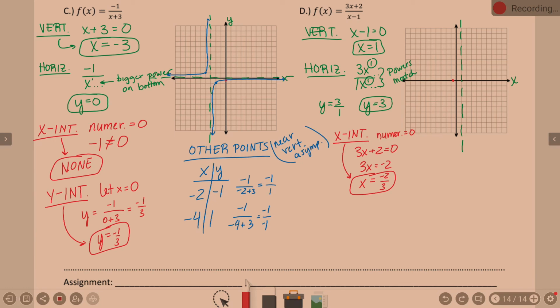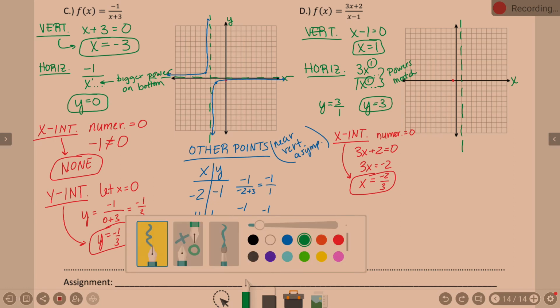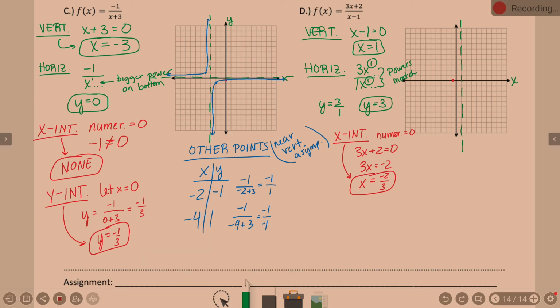I did not draw in my horizontal asymptote, did I? You guys may have. I did not. Let me go back and draw that in. Horizontal asymptote is y equals 3, so on my y-axis, going up 3. There we go.